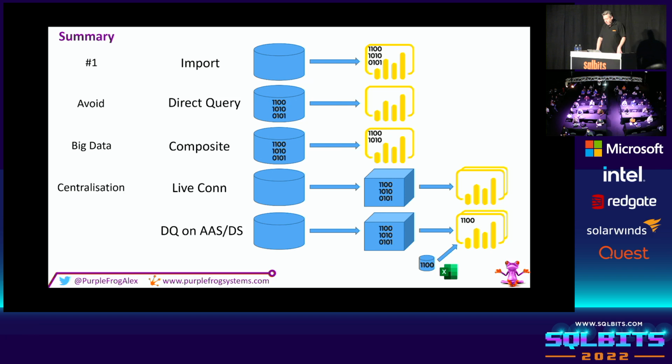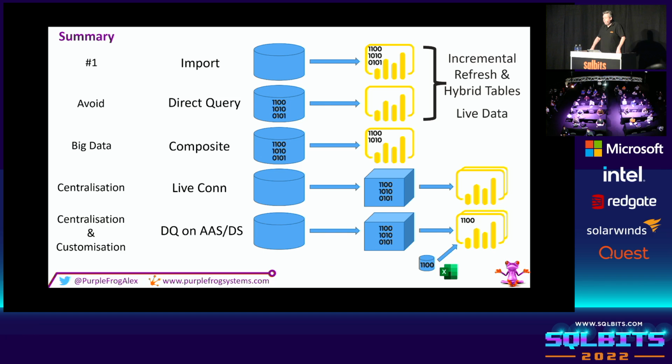Then we have our DQ over AS and DS, where you actually then enhance that and allow teams and individuals to then really do more with that information. So that's adding customization to that centralization. And of course, now we take those first 2, the import and DirectQuery, and combine those together into our hybrid tables. So this then gives us that ability to have big data with live data as well inside the same table.